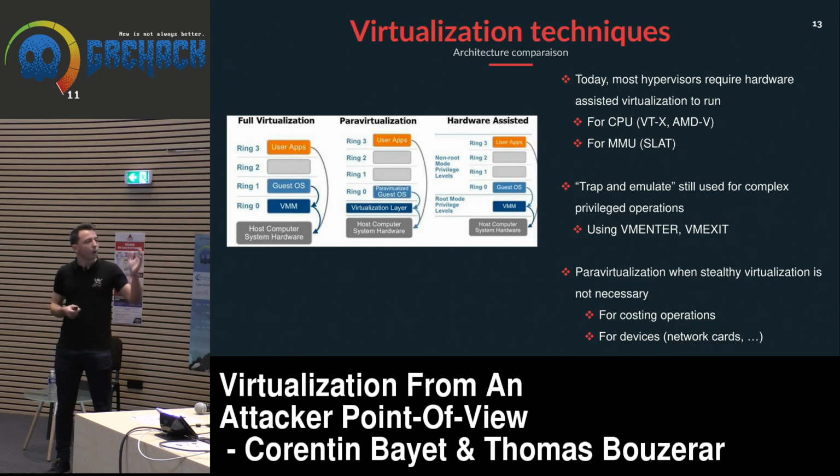And of course, paravirtualization is widely used to gain performance, for costly operations, for devices like network cards. It's not used when you need stealthy virtualization. For example, if we go back to the malware researcher type, usually when he is running a malware inside a VM, he doesn't want the malware to be aware that it's being virtualized, because the malware will change its behavior. So he won't use paravirtualization, to make sure the malware doesn't know it's running inside a VM.